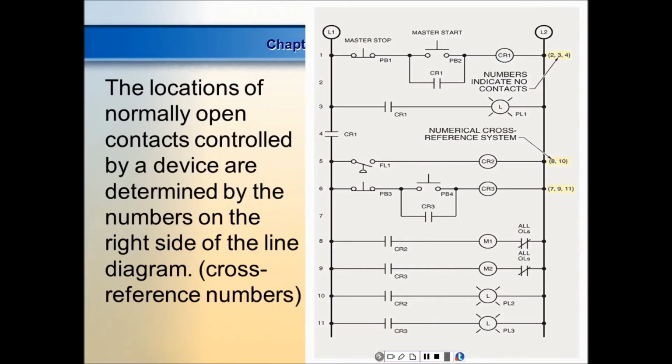Okay. Now look on the right-hand side of L2. The location of normally open contacts controlled by devices are determined by the number on the right side of the line diagram. Now, look, up here, CR1, I look over here on the right, they've got it in parentheses. It might not necessarily be in parentheses, but they've got the numbers 2, 3, and 4.